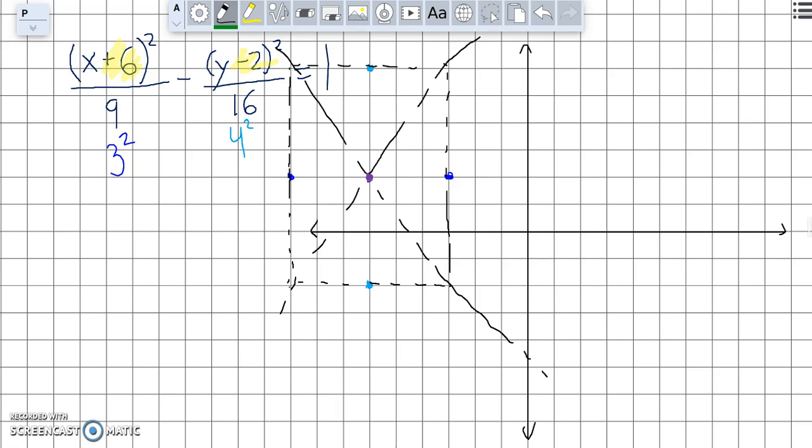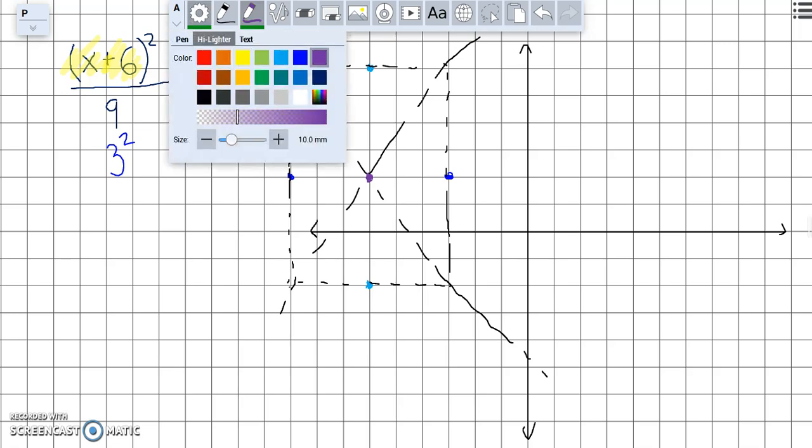It's either going to rest here and here, except going through the vertices, or it's going to rest here and here. The way I decide is I look at the thing that's first. X is first. It's x squared minus y squared. Because x is the positive one, my hyperbola is going to go in the left and right direction. Axis goes left and right, so my hyperbola is going to open to the left and to the right.